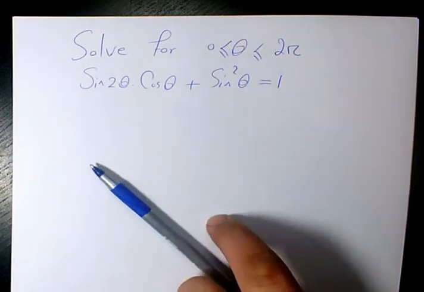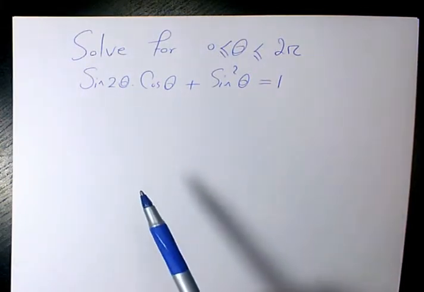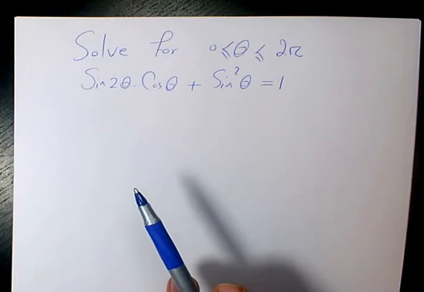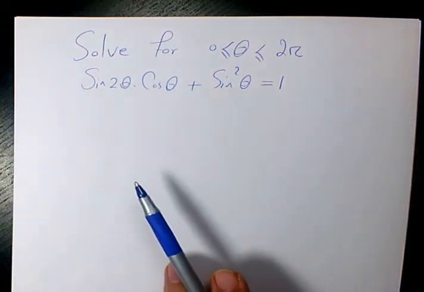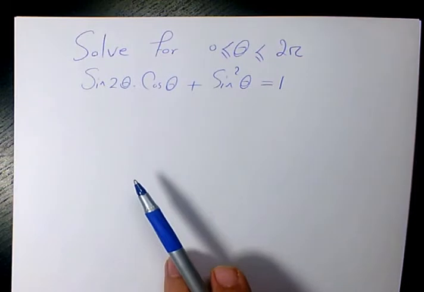In this video I want to show you how to solve this trigonometric equation. It is sine 2 theta times cosine theta plus sine squared theta equals 1, and we need to solve it for theta, which is changing from 0 to 2 pi.